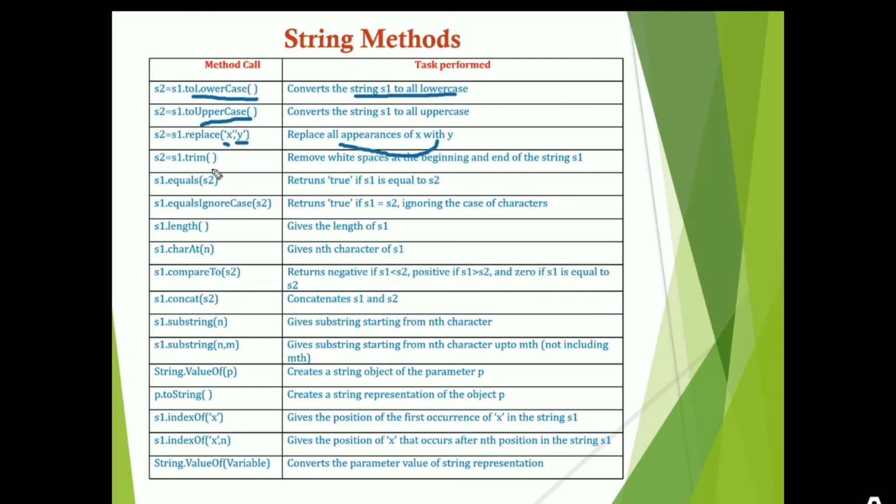And trim is used to remove white spaces at the beginning and ending of the string s1. Here we specify s1.trim(). The white spaces at the beginning and end of s1 are trimmed, meaning removed, and the result is assigned to s2.